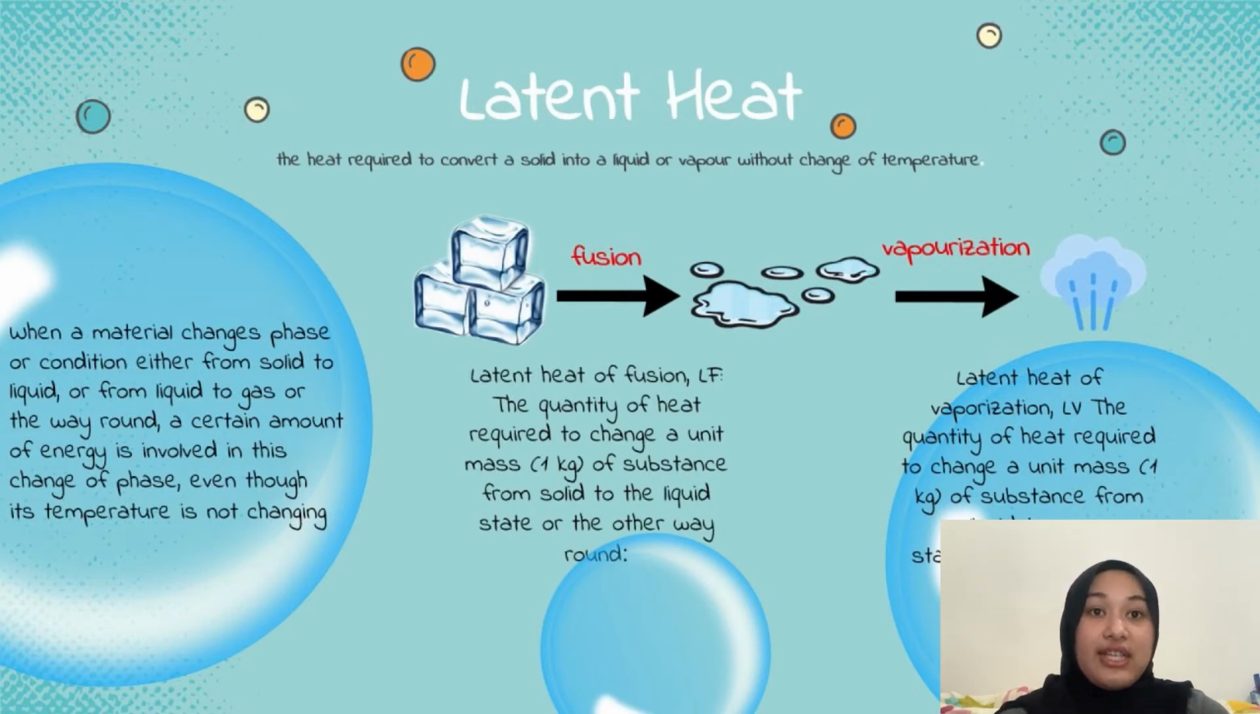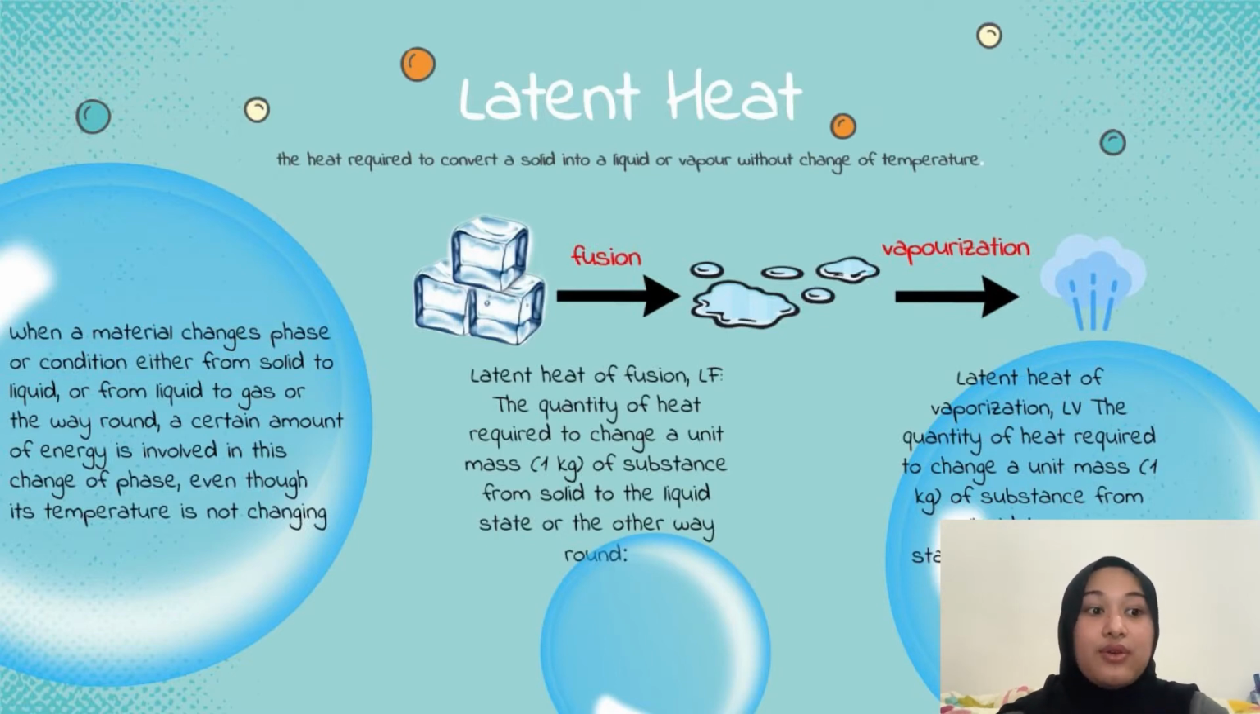Latent heat of fusion is the quantity of heat required to change a unit mass, 1 kilogram, of a substance from solid to liquid state or the other way around. Latent heat of vaporization is the quantity of heat required to change a unit mass, 1 kilogram, of a substance from liquid to gas state or the other way around.